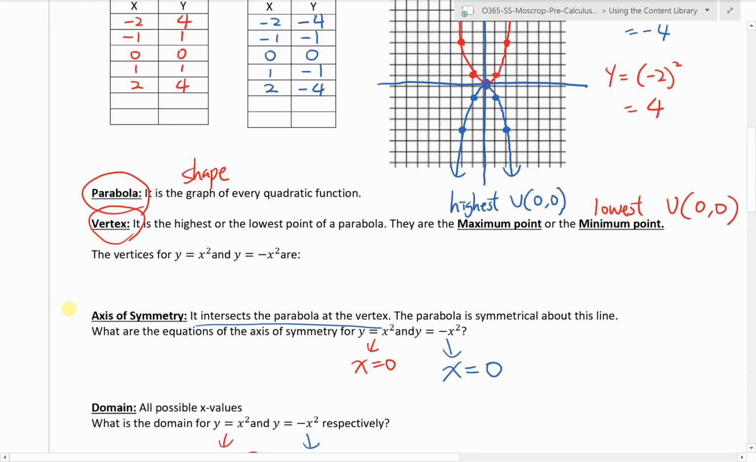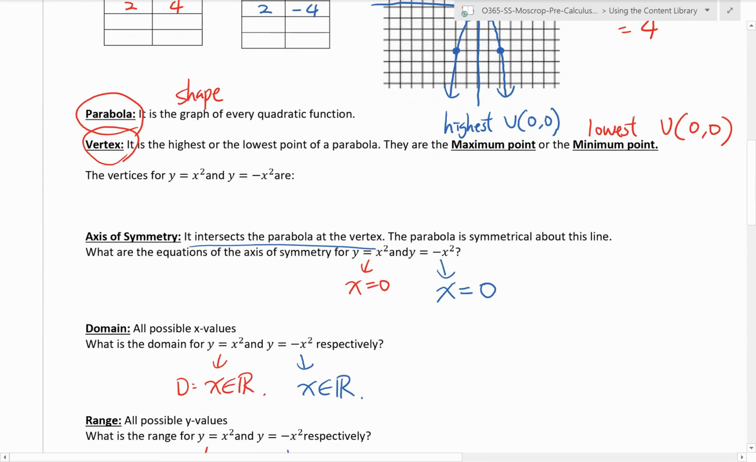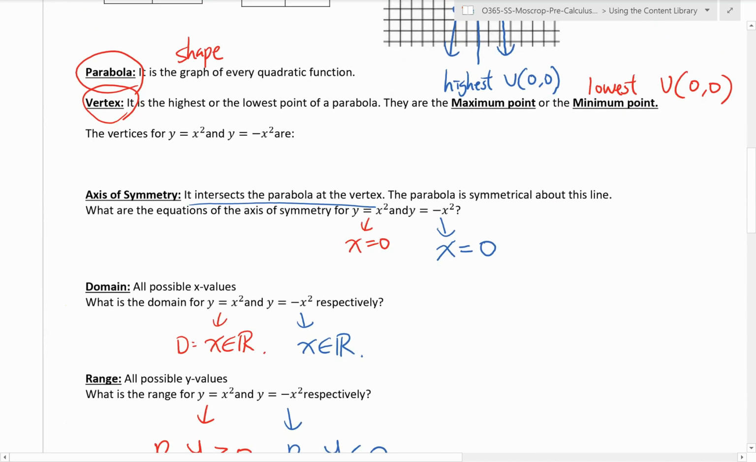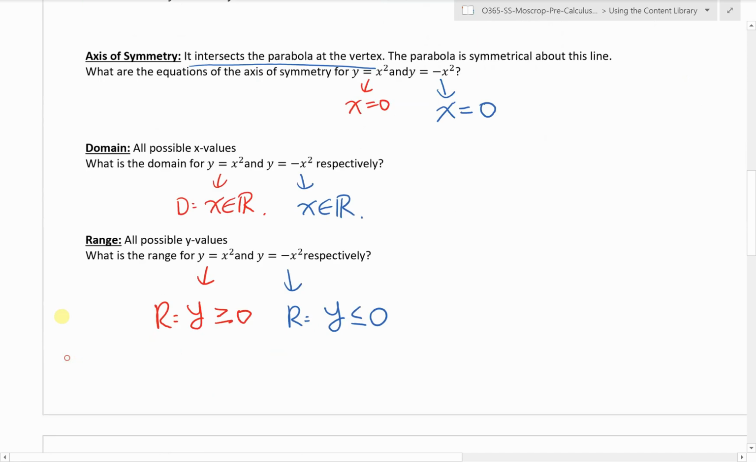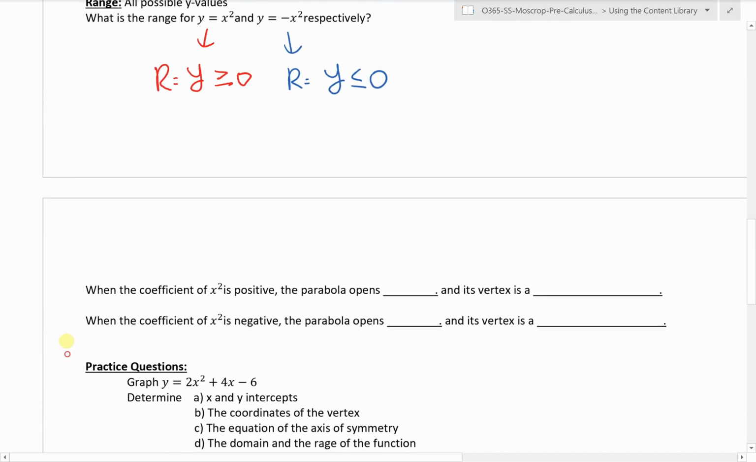Hopefully, these terms make sense to you. Okay, let me just go over them once again. Parabola is simply the shape of the graph. Okay, it's called a parabola. Vertex is either the maximum or the minimum point of the parabola. Axis of symmetry is the vertical line that cuts the parabola in half. Okay. Domain is all possible x values. Range would be all possible y values.